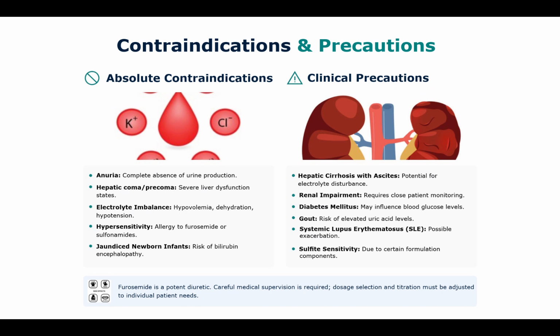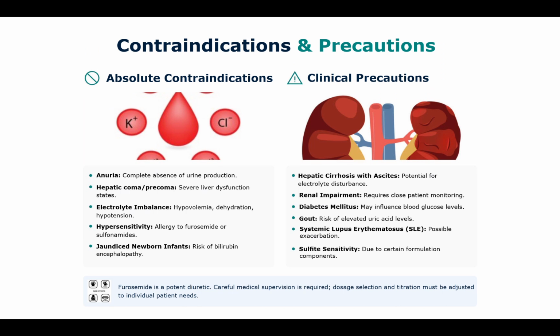This is due to the high risk of precipitating hepatic coma from rapid fluid and electrolyte changes. Renal impairment: close monitoring of renal function and electrolyte balance is absolutely crucial, as furosemide can further affect kidney function and lead to severe fluid and electrolyte disturbances. Diabetes mellitus: furosemide can cause hyperglycemia, so careful monitoring of blood glucose levels is necessary for diabetic patients.